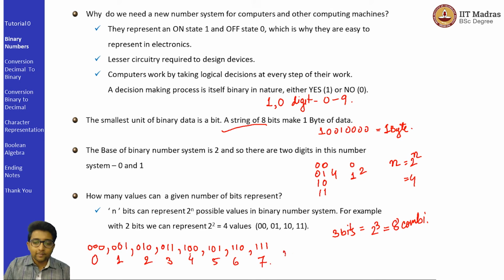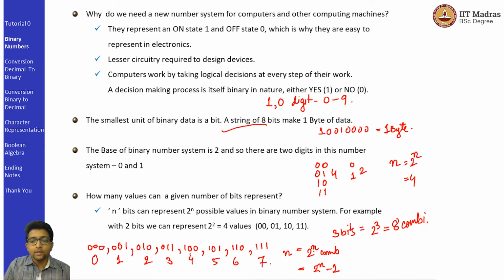So given n bits, let us make one quick observation. We can have 2 to the power of n combinations, right? But since we are counting from zero, with this 2 to the power n combinations, up to what number are we actually representing? 2 to the power of n minus 1.